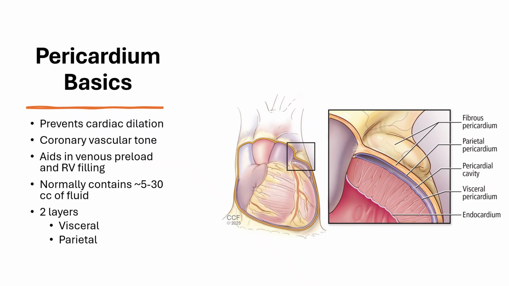All right, let's talk about the basics of the pericardium. Normally, it has multiple functions, such as it prevents cardiac dilation, controls the coronary vascular tone, aids in venous preload and right ventricular filling. Normally, it contains approximately 5 to 30 cc's of fluid. It has two layers, visceral and parietal layers. Though it is an important structure, its absence is not required for survival, and many patients with congenital absence of pericardium do just fine.